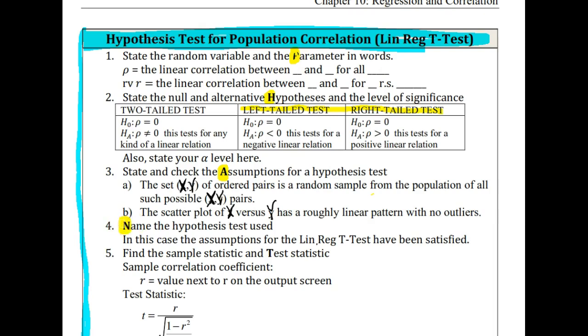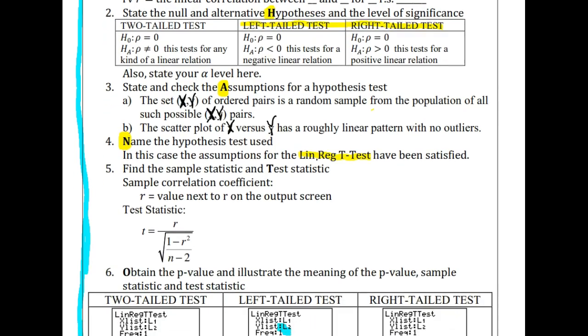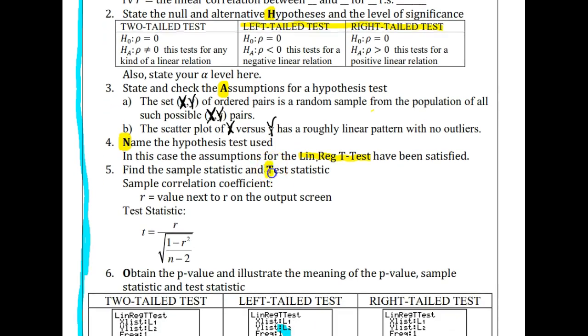Step 4, we're going to name the hypothesis test that we're going to use, and in this section we're going to be using the linear regression t-test. Then we're going to find our sample statistic and then the standardized form of it called the test statistic. So in this case, our hypothesis test is about rho, our population linear correlation coefficient. So the one from the sample is the value of r.